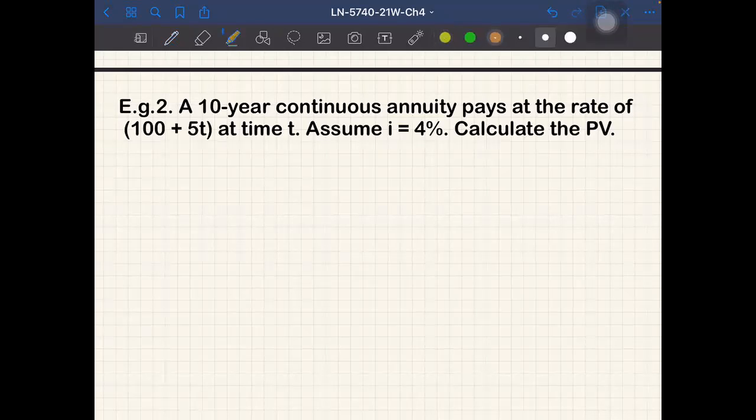Example 2: a 10-year continuous annuity pays at the rate of 100 plus 5t at time t. Assume that the interest rate is 4%, annual effective rate. Calculate the present value. So the situation is similar to the last question, but the payment rate is 100 plus 5t.